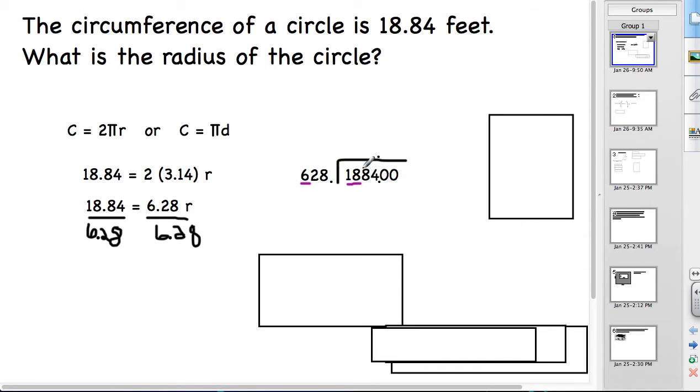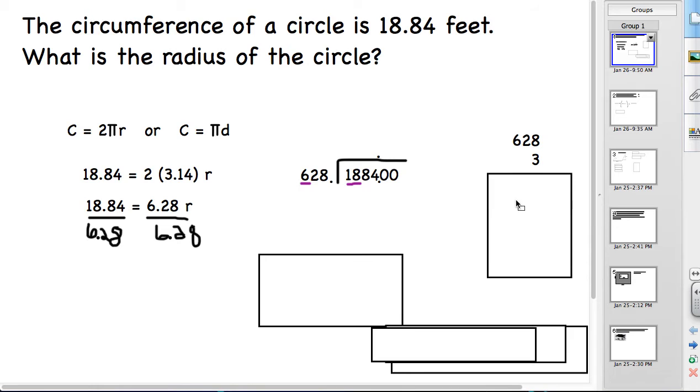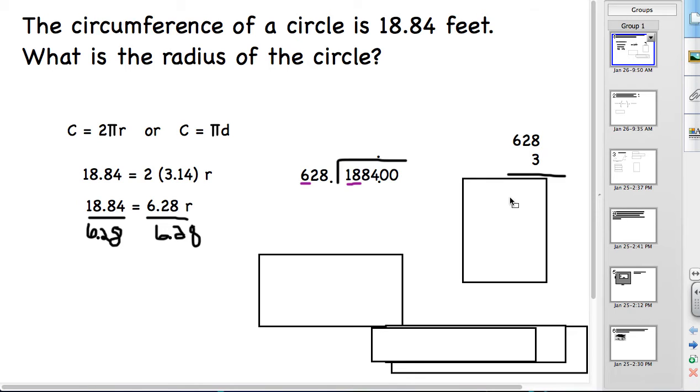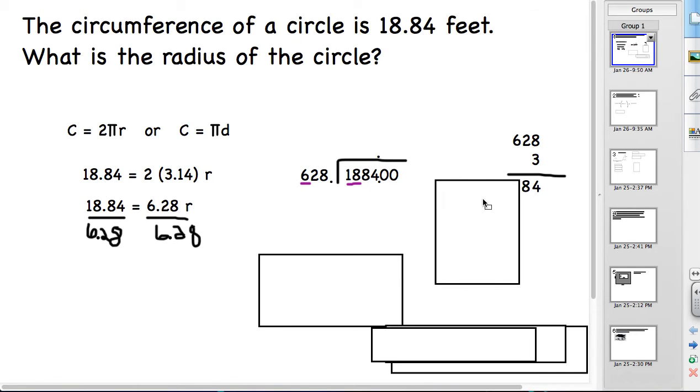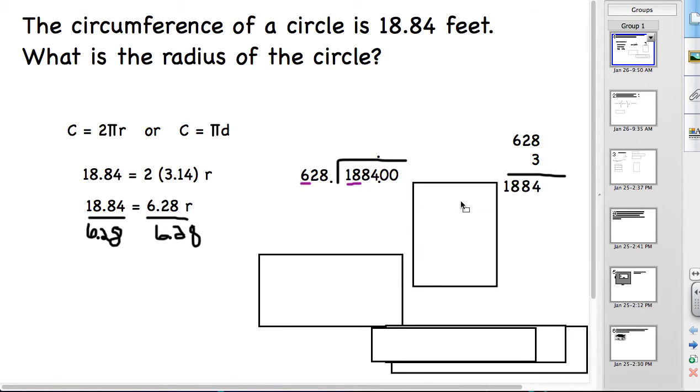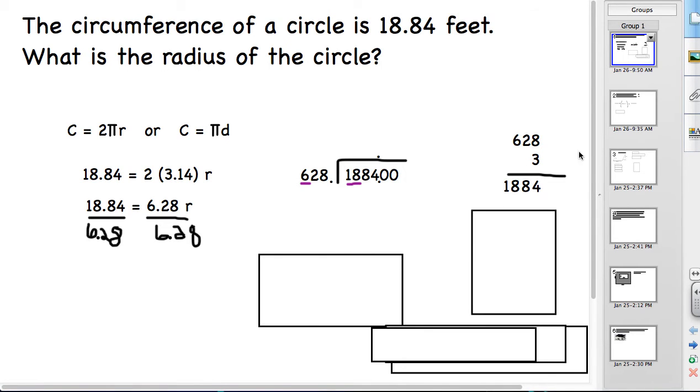Now, 6 goes into 18 approximately 3 times. So if I want to check my mathematics to make sure, I'm going to multiply 628 times 3. When we multiply 8 times 3, we get 24. 3 times 2 is 6 plus 2 is 8, and then 3 times 8 is 18. In actuality, the exact value is 3. Therefore, the radius of our circle is actually 3 feet.